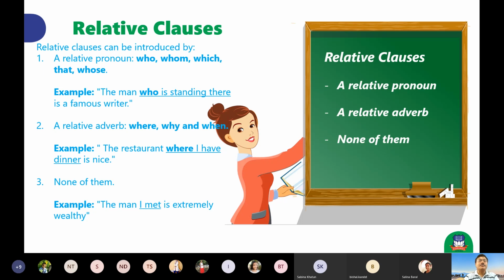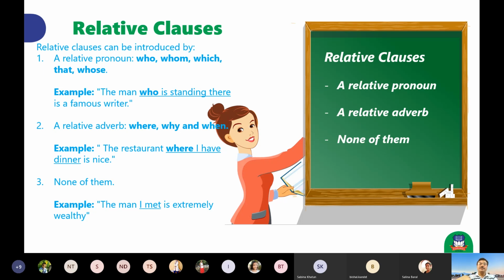And sometimes with a relative adverb also, not always a pronoun, but sometimes with a relative adverb also, a relative clause can start, with where, why, and when. If these are used, these are adverbs. Okay, so example, you see the restaurant where I have dinner is nice. The restaurant where I have dinner is nice.